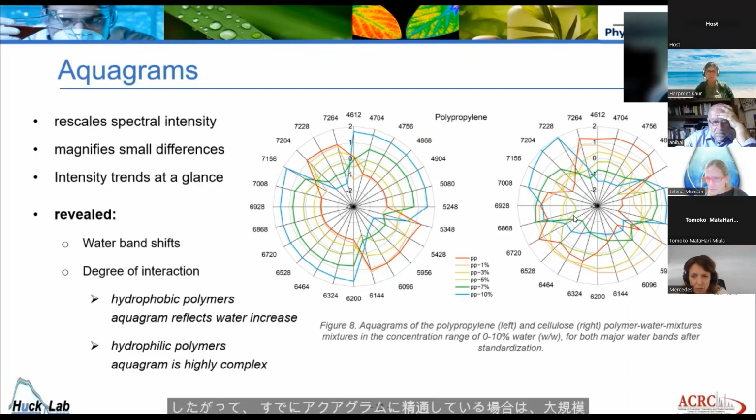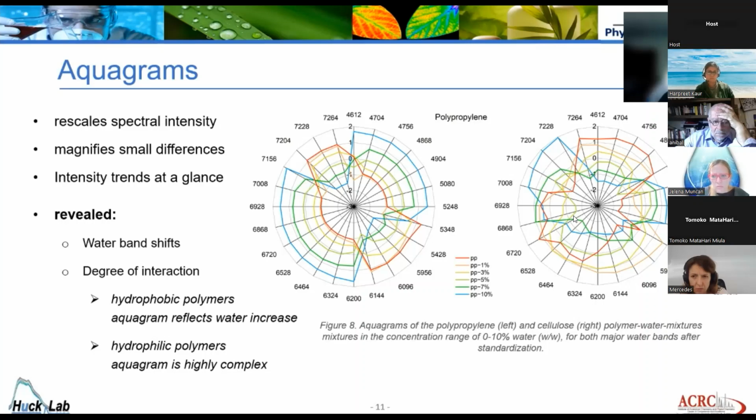If you are already familiar with aquagrams, you may have noticed that we displayed more wave numbers than usual. Aquagrams generally show water patterns exclusively for the overtone water band, but this was not comprehensive enough to describe the differences of the investigated polymer water systems.